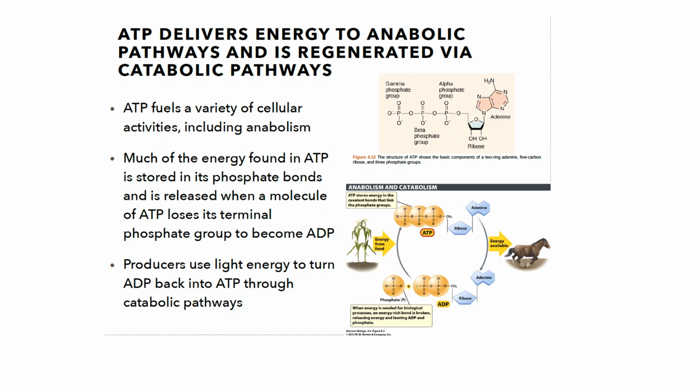ATP fuels many cellular activities, including anabolic reactions that build complex molecules. Much of the energy stored in ATP is contained within its phosphate bonds. When ATP loses its terminal phosphate group and becomes ADP, energy is released. Catabolic pathways regenerate ATP, ensuring a continuous supply of energy for the cell's needs.